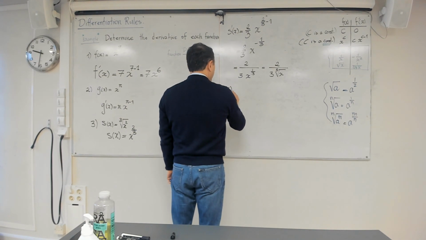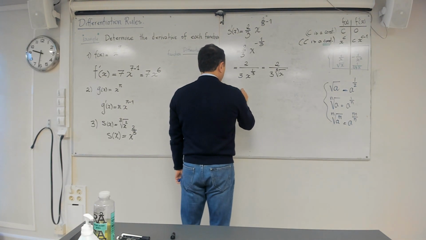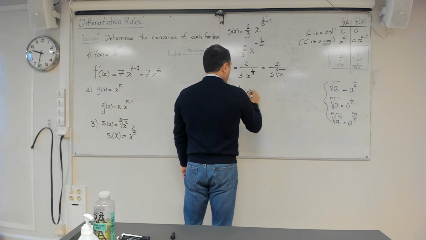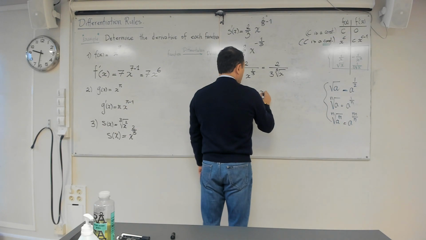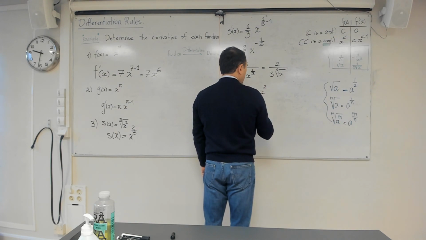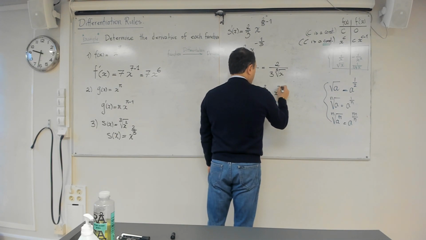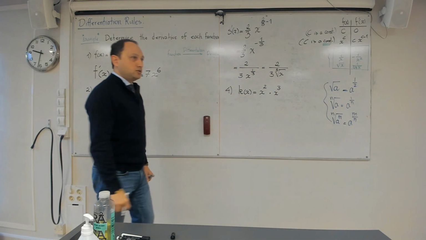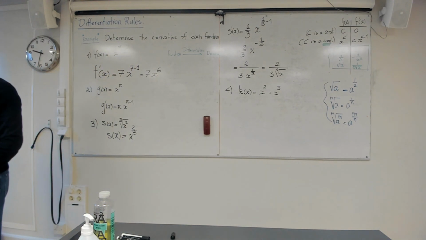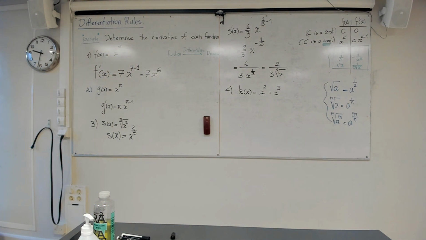Number 4. What do you think about this situation? Let me make it k of x, another function. Let me write it as x to power 2, okay, this is not a good way of writing, but let me just test your understanding. X to the 2 times x to the 3. I want to take the derivative of this function.